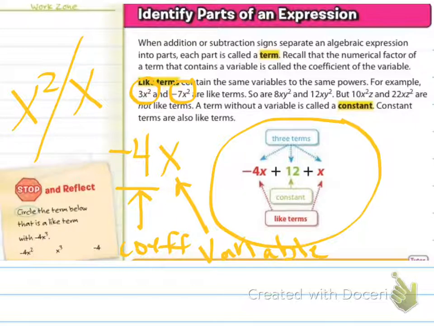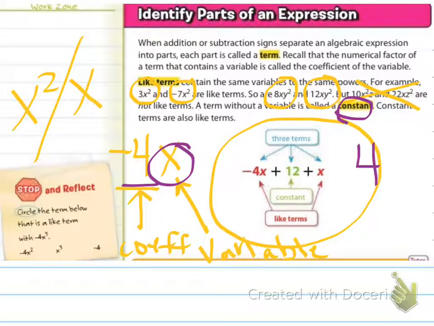So they also say so are 8 times x times y to the second power and 12 times x times y to the second power, because we're still talking about the same variable sequences. But then they say, well, if it was x squared times z and then x times z squared, those obviously aren't the same variables, so they cannot be combined. So it says that the term without a variable is called a constant. I can't always say a whole number, but a constant is just a number by itself without a variable attached. So coefficient has the variable attached. Constants are just the number by itself.